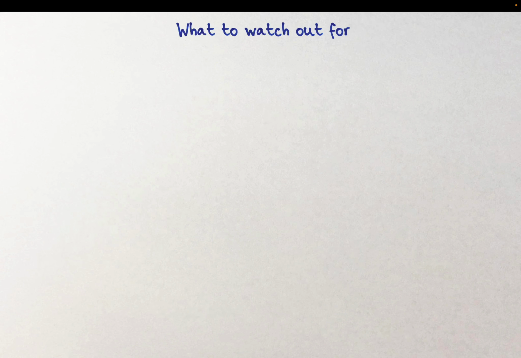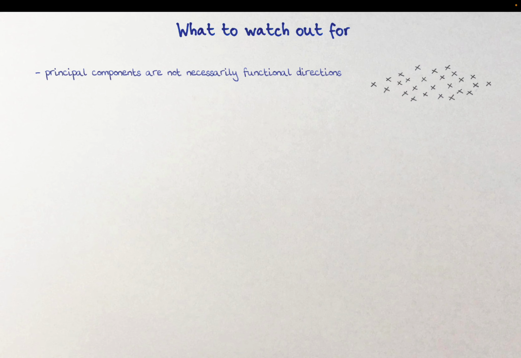Some things you still need to watch out for when you're looking at these plots. So, principal components are not necessarily reflecting the functional directions in the data. They can, but they don't necessarily need to. So, for example, you may have a set of points which are delineated by some kind of boundary condition. So you have a high condition and a low condition. But in this case, the SVD will report the biggest variance, which is not the same as the axis showing the condition change. So that's something to bear in mind.